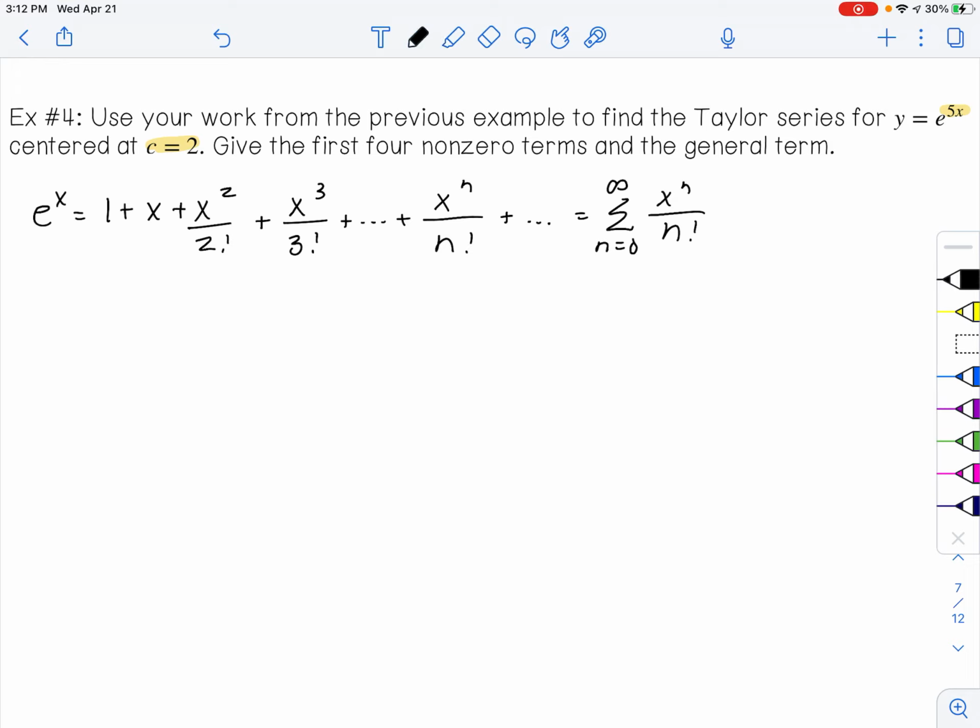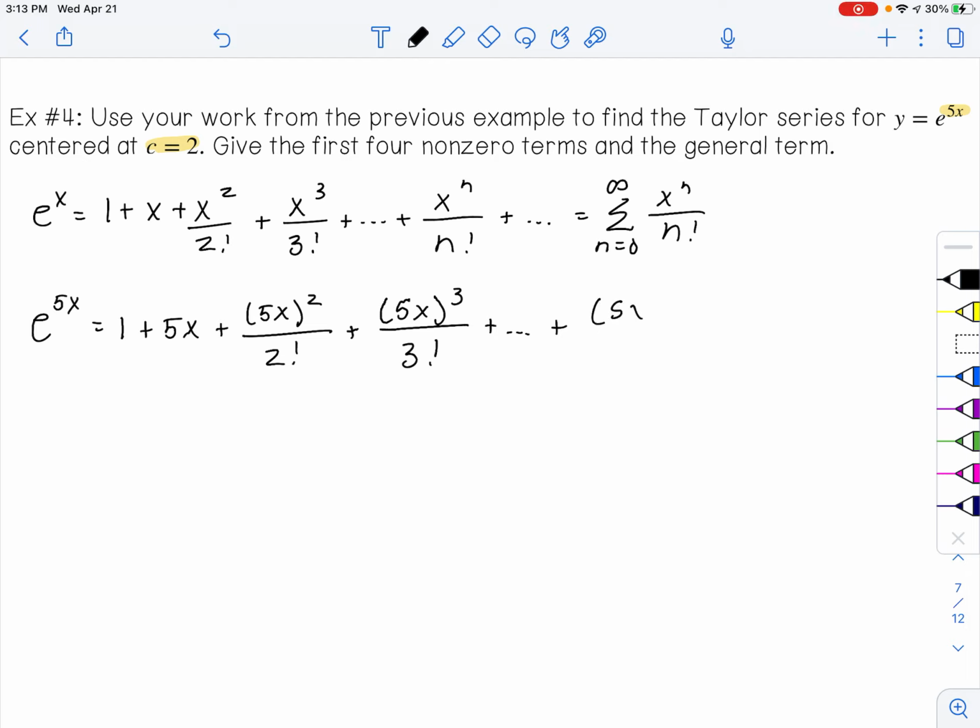So all I'm going to do is say, okay, this is the same thing, but we're going to replace it with 5x. So I've got 1 plus 5x plus 5x squared all over 2 factorial plus 5x cubed over 3 factorial, right, plus 5x to the n over n factorial, right, and then out to whatever. Now, if I want to center it at 2, all of my x's should look like x minus 2's instead of an x, because if it's just an x, we assume it's Maclaurin, it's not centered anywhere.